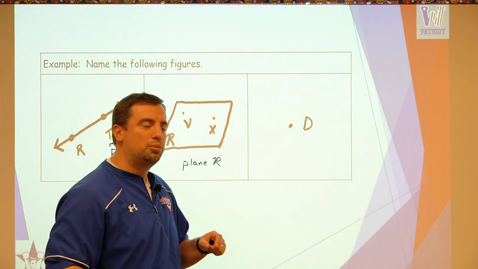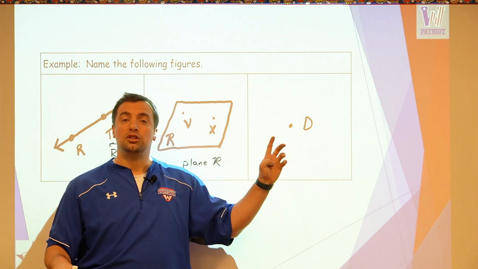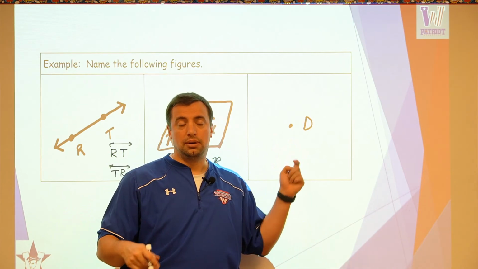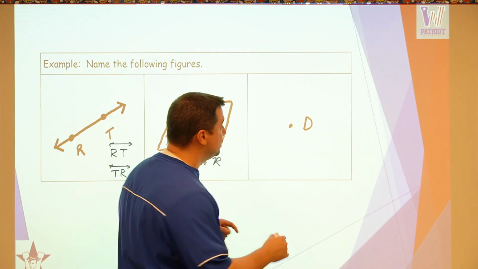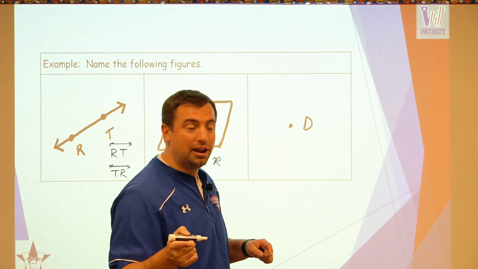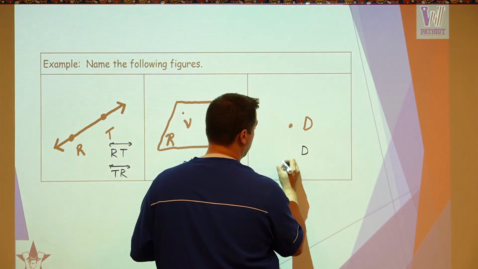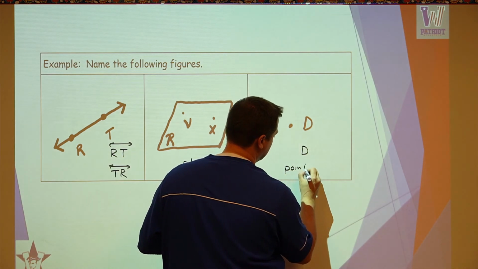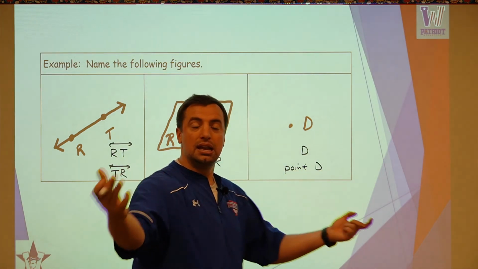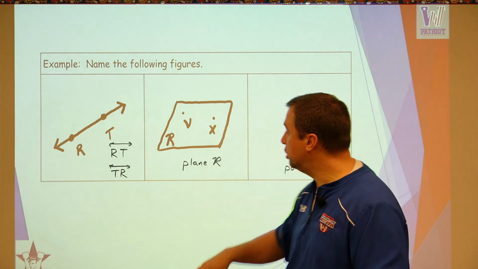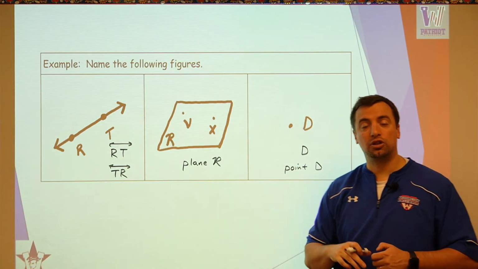Let's take a look at our third picture here. You see this? What do I have? I just have a point. So this is point D, right? Point D. And we can name it just using a capital D, or we could put point and then a capital D. Either way, it's all good. All of these are options for you to use.